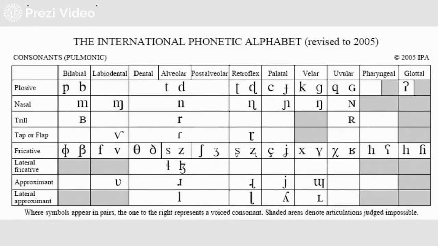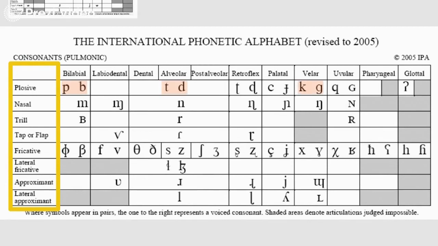English consonants, according to their manner of articulation, can be found in the International Phonetic Alphabet. To the left, plosive sounds are p, b, t, d, k, g. Nasals are m, n, and ng. Fricatives are f, v, th, th, s, z, sh, zh, and h.